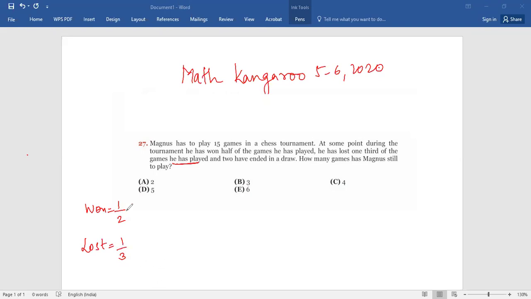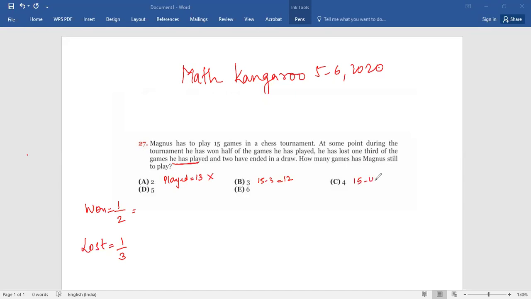Now here there's an important condition: the number of games that the person has played has to be divisible by 2. So let's just read the options. The question here is how many games he's still to play. If he's still to play 2, that means he has played 13. Now 13 is not divisible by 2, so this is not my answer option. You do 15 minus 3, which is 12. So 12 is divisible by 2 as well as by 3. So we'll keep this option.